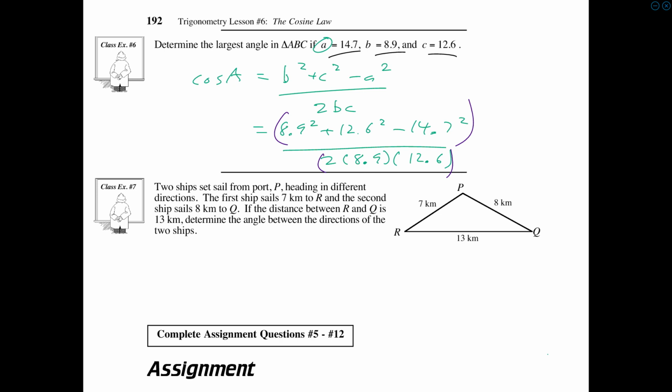8.9 squared plus 12.6 squared. If you're wondering how you can keep this straight, I find most people are successful if they just literally do this, hit enter, and then hit divided by, bracket this stuff.